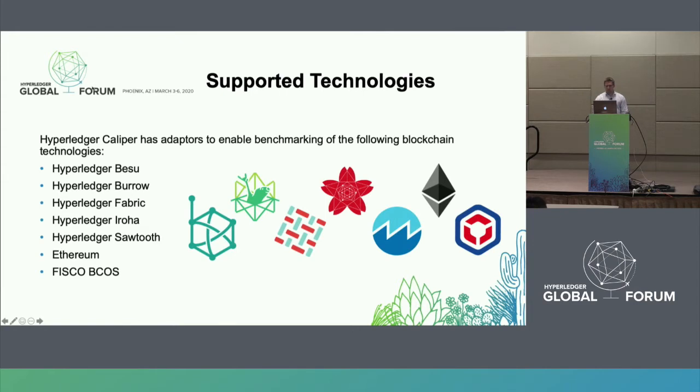So looking at our supported technologies, we're adapter-based. There's no real limit on the technologies we can consume or map to. At the moment, we are able to run a performance test on Besu, Burrow, Fabric, Iroha, Sawtooth. Those are Hyperledger items. And we're also supporting Ethereum and Fisco BCOS. So those are our currently supported items. And we would be happy to grow those as well.